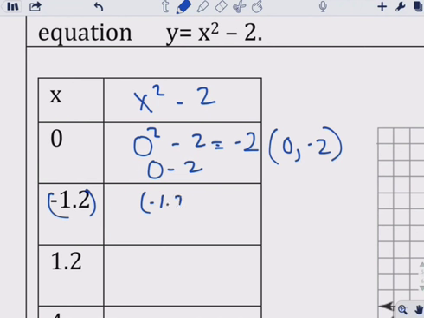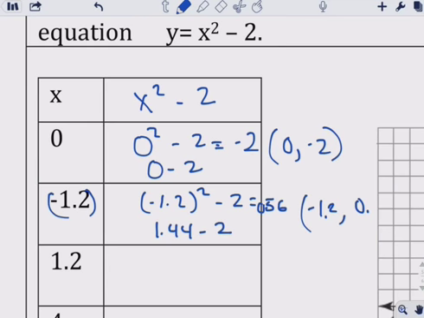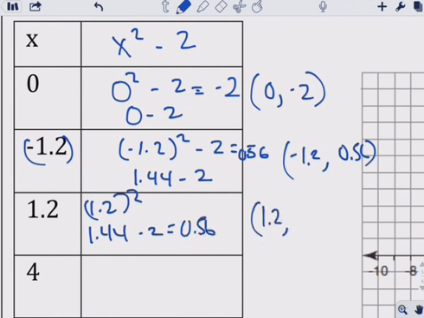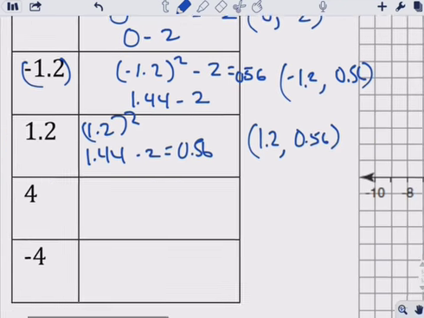Negative 1.2 squared minus 2 is a positive 1.44 minus 2. That gets you 0.56. So your answer for negative 1.2 gets you 0.56. 1.2 squared is also 1.44 minus 2, which gives you 0.56. So 1.2 gives you also 0.56 as the outcome, or dependent variable, depending.